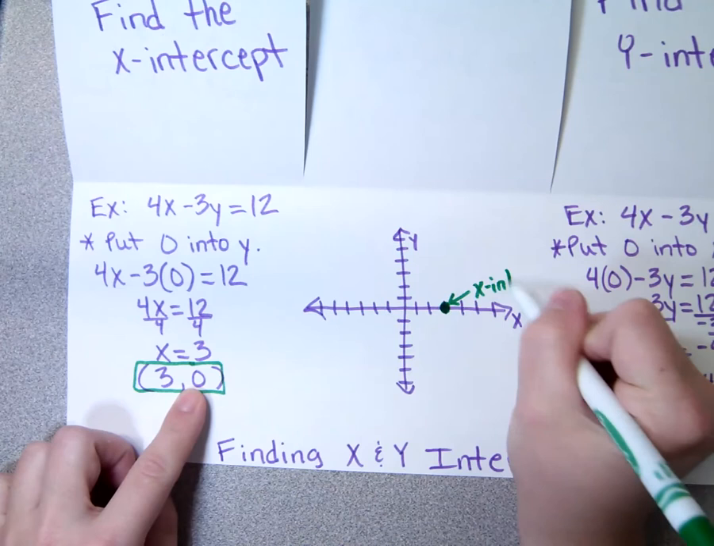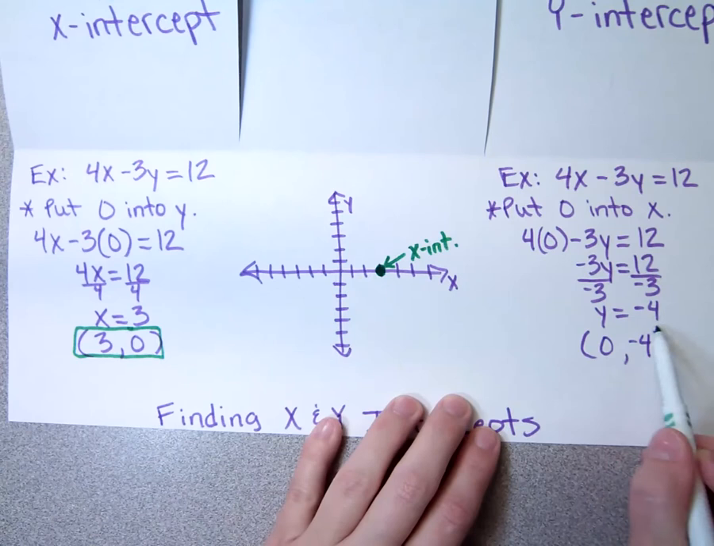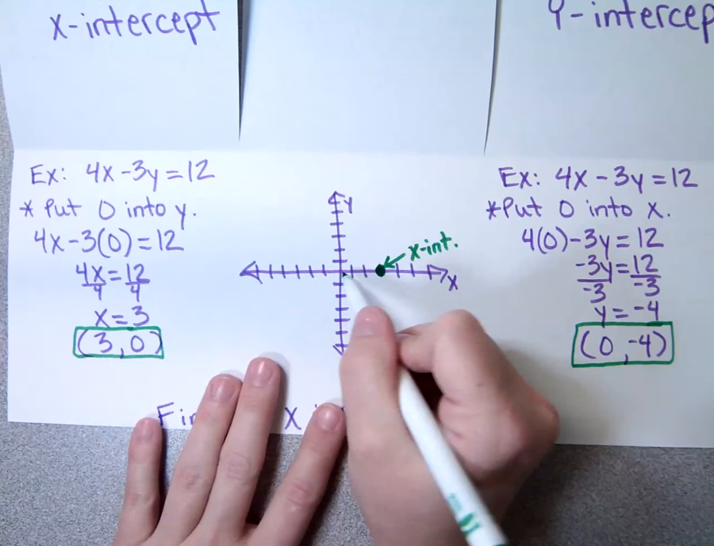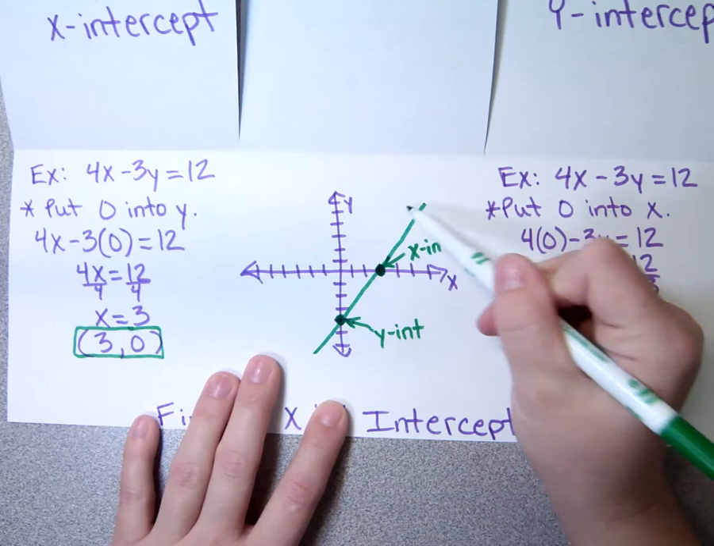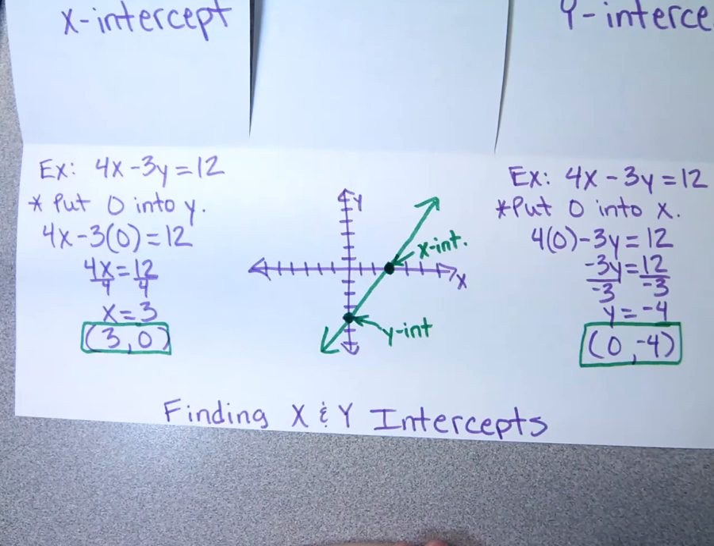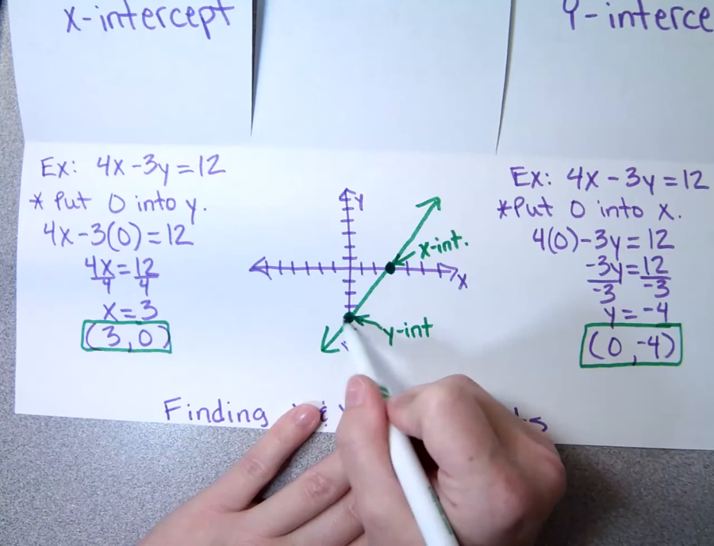Okay, let's plot our y-intercept. Our y-intercept is 0, negative 4, so I don't go left or right, I go down 4. And I know that since it's on the y-axis, that is called a y-intercept. And I'm going to go ahead and draw the line connecting those two points. So from a graph, the x-intercept is on the x-axis, and the y-intercept is on the y-axis. So that's how you tell from a graph.